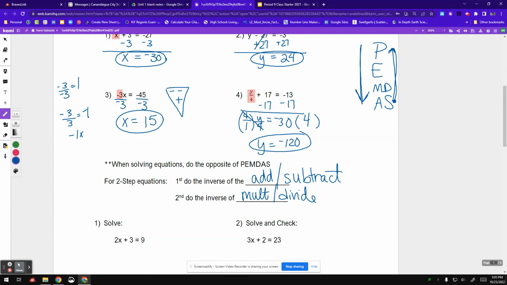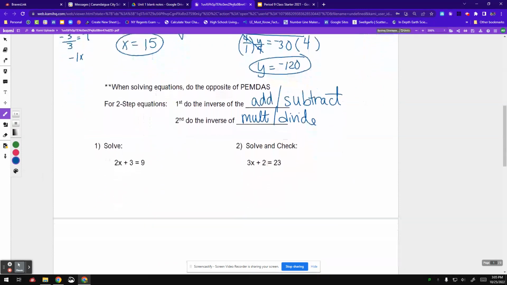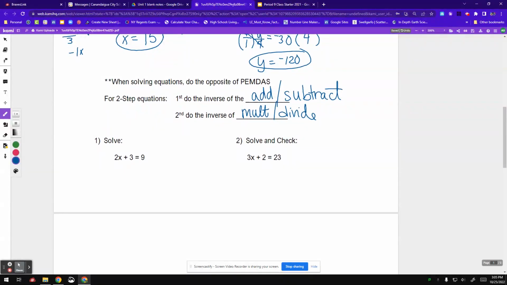All right, so you might want to pause the video and try this and then turn it back on to see how I do it. Here we go. I am going to put a box around my variable and notice that that term, that variable it's with, is being added to 3. So I'm going to subtract 3 from both sides.